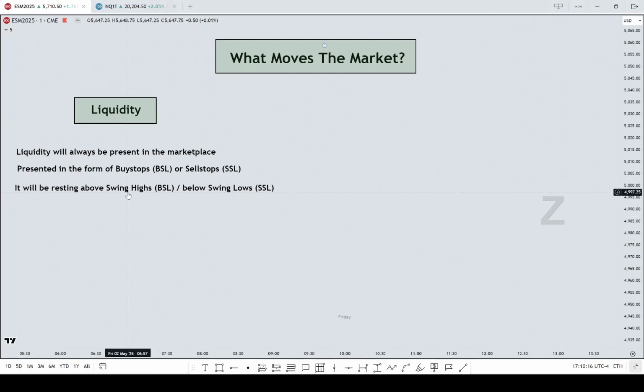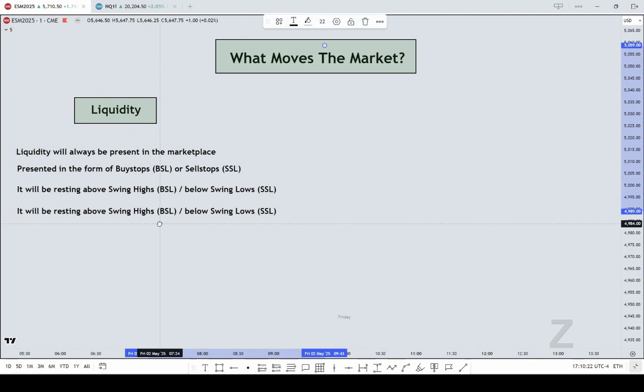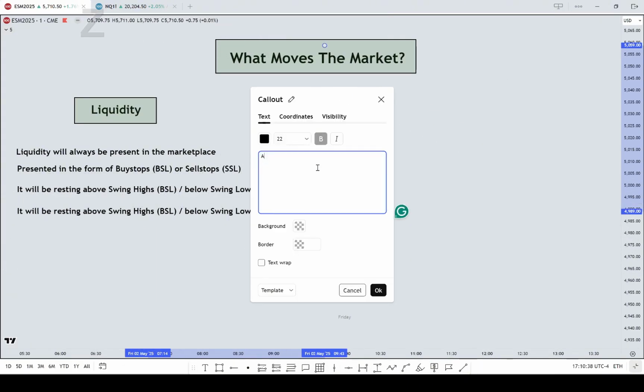I would like to ask you one more question. Of course, buy side liquidity at swing highs will be above current market price. That's why it's called buy side liquidity. And then sell side liquidity at swing lows will be below current market price. This is why it's called sell side liquidity. So that's pretty straightforward. I would like to know if you know what a swing high or a swing low looks like.